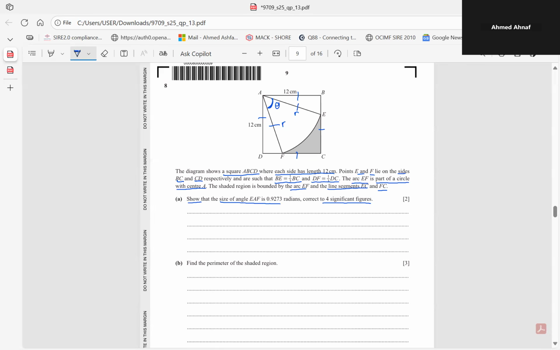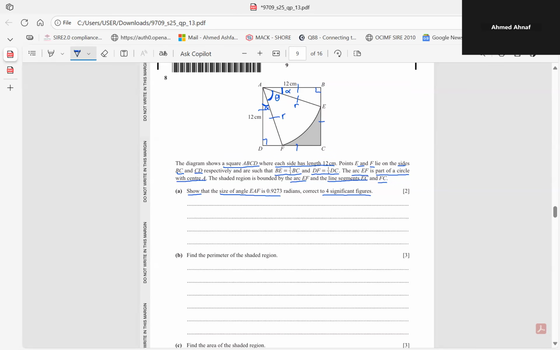Okay, so in order to do this, we're going to have to know the size of these two angles first. So I'll let this be alpha, and this will also be alpha since there are two right angle triangles, ABE and ADF. So let's use our basic trigonometry ratios. R is the hypotenuse and side AB is the adjacent side with respect to angle alpha. So we can write cosine alpha is equal to 12 over R.